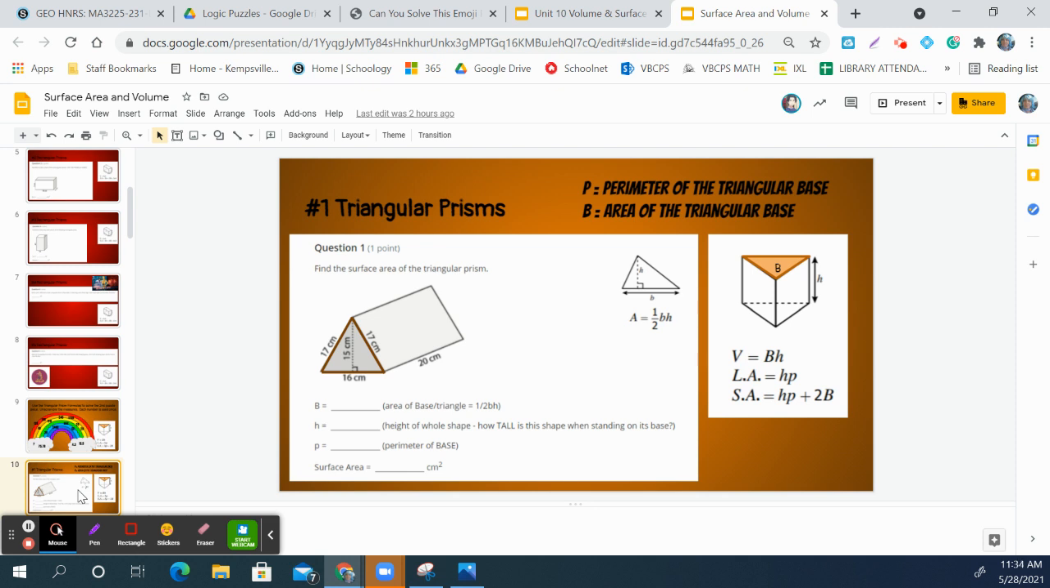The height of the shape is when it's sitting on its face. To find the surface area, you just substitute it in here. So it's going to be the height of the shape, 20. And then plus 2 times.